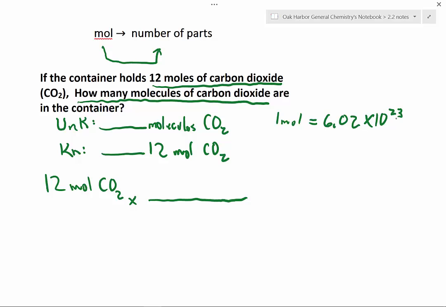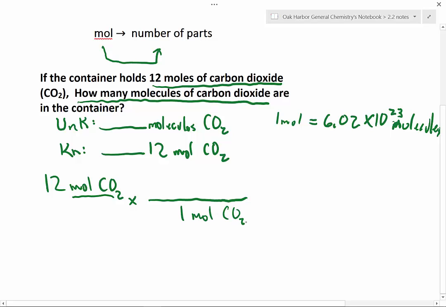So that's our conversion factor we're going to use here, that 1 mole is 6.02 times 10 to the 23rd. In this case, we're worried about molecules. Moles we want to cancel, so I'm going to put that on the bottom. That unit goes on the bottom. 1 mole of CO2.